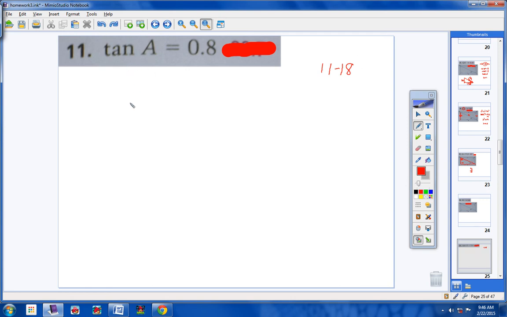I'm missing an angle here, so I'm going to type into my calculator inverse tangent, however your calculator does that. In fact, some of your calculators might have you type in the 0.8 first and then hit tangent inverse. I don't know, every calculator is different. But inverse tangent of 0.8, if you type that in your calculator and hit enter, you will get 38.7 degrees.